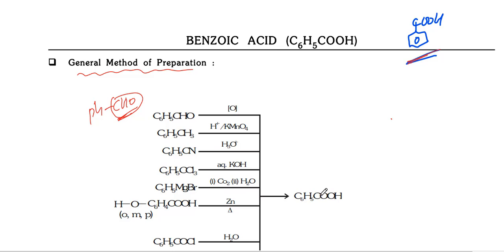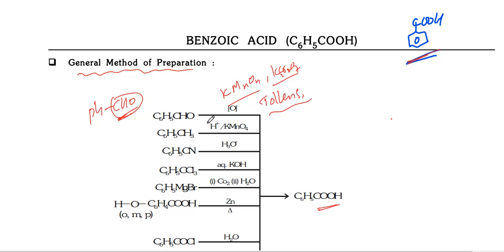So aldehyde to carboxylic acid is very easy to oxidize. Even a mild oxidizing agent works, and you can take any oxidizing agent like KMnO4, K2Cr2O7. These oxidizing agents convert the aldehyde into carboxylic acid. Many are there. Then toluene.